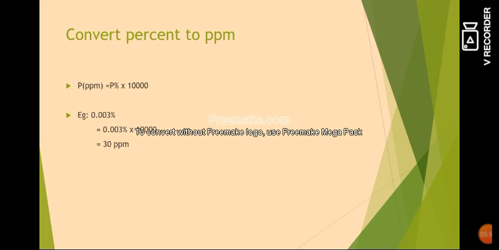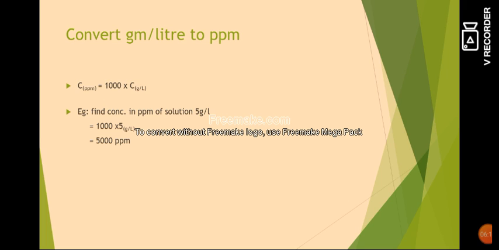A percent solution can be converted to ppm by multiplying it by 10,000. A 0.003% solution can be expressed in ppm by multiplying it by 10,000, which gives 30 ppm. Concentration in gram per liter can be converted to ppm by multiplying it by 1000. A 5 gram per liter solution, when multiplied by 1000, gives 5000 ppm.